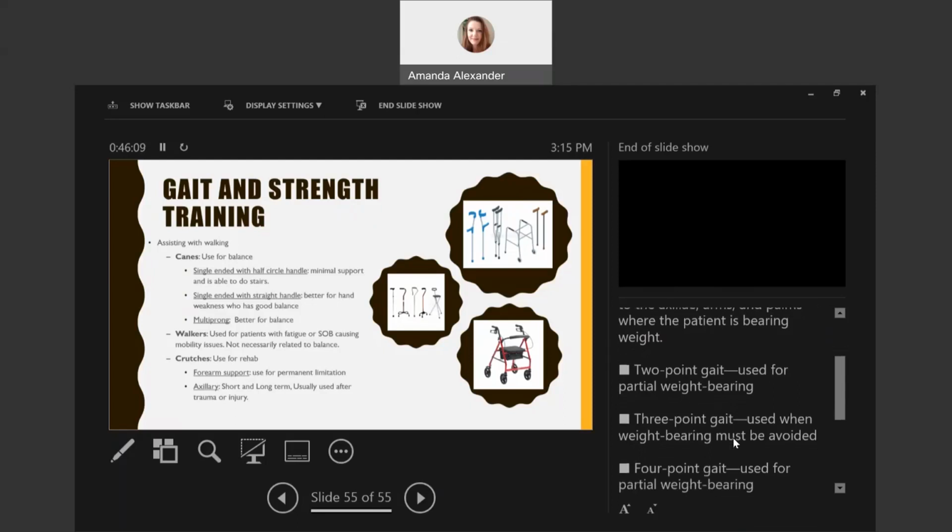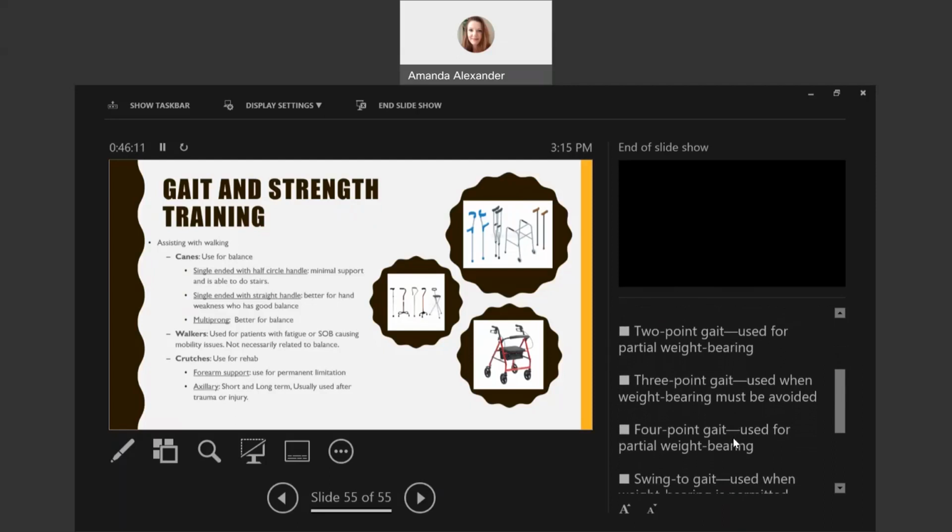So when we discuss the gait of the crutches, the 2-point gait is used for partial weight bearing. The crutch on the affected side and the unaffected foot are advanced at the same time. So in the 2-point gait, the crutch on the affected side and the unaffected foot are advanced at the same time.